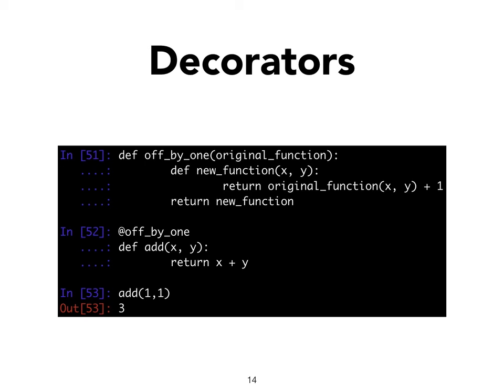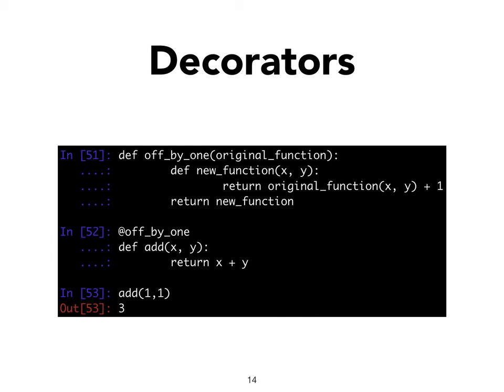So here I'm going to make a decorator function. It's called off by one. And the input to off by one is another function which I call original function. And inside off by one, I define a new function which I call new function, which takes two input arguments x and y, and then it returns the output of original function with x and y as input, and then it adds 1. And then off by one returns a function, it returns the new function. This is a totally complicated function. It takes a function, defines another function that depends on the input function, and then returns this new function.